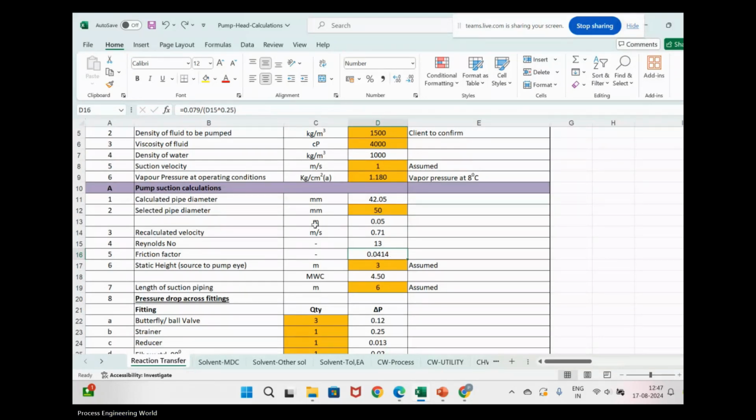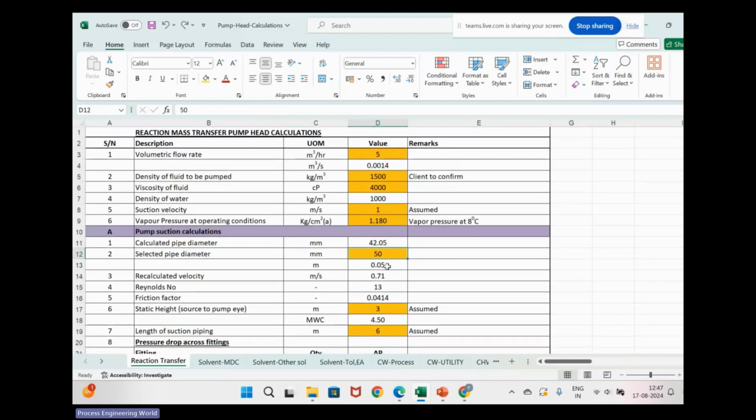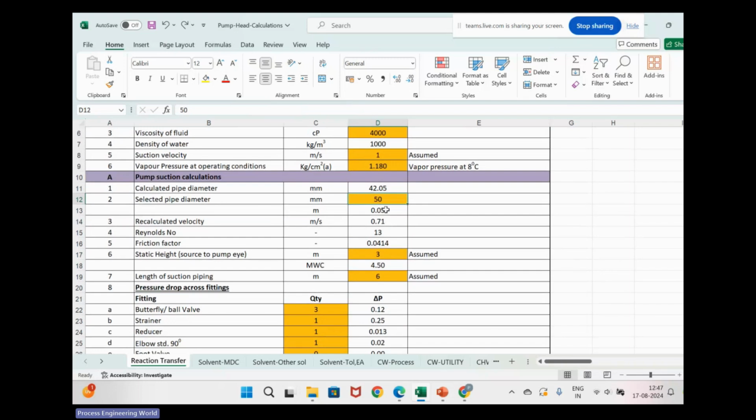For the Reynolds number, which velocity should we take? You have to take the recalculated velocity. For the recalculated velocity, are we using diameter 42 or 50? You are using the standard diameter, 50 mm, because you have selected the standard pipe size. If you calculate the velocity considering 42, you will get 1 meter per second only, because from that you arrived at this point. But as you have changed the diameter, the flow will be the same, the diameter is changing, so the velocity will change.